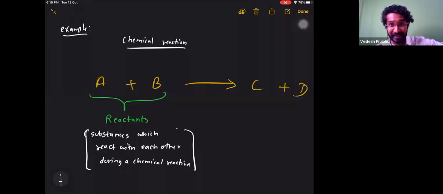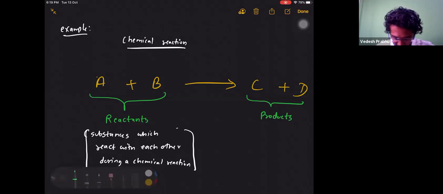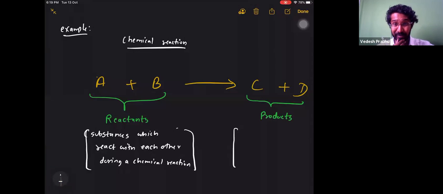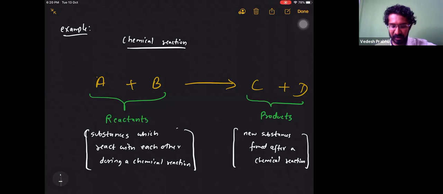Then what is C plus D? The C and D, you call as products. So what do you mean by products? The products are the new substances which are formed after a chemical reaction. So products are the substances which are formed after a chemical reaction.